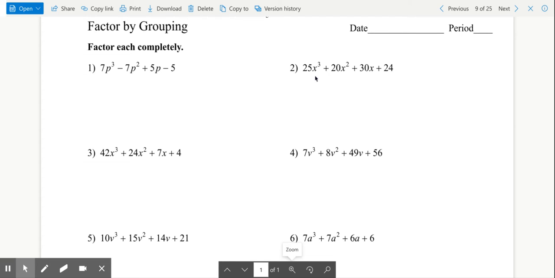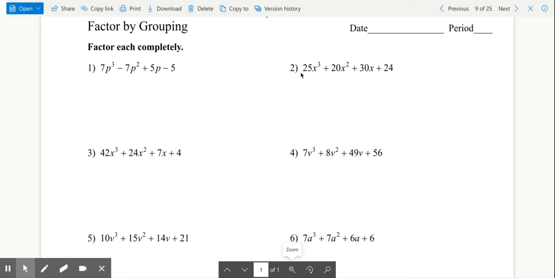A lot of times third degree polynomials are not factorable, but one way that they often can be factorable is with factor by grouping. So if you ever have to try and factor a third degree polynomial, a cubic polynomial, factoring out the greatest common factor is always the first thing that you do. And then after that would be factor by grouping.